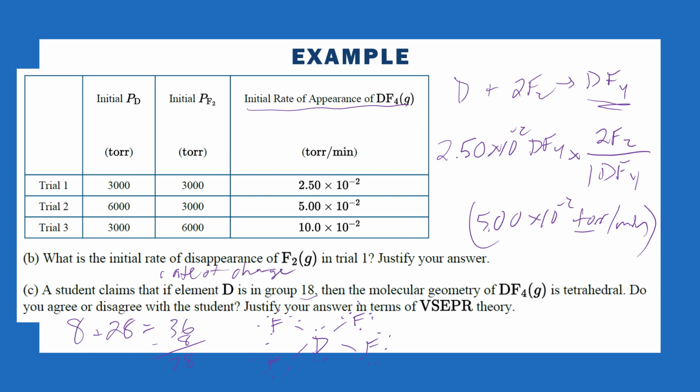Now, because it has 4 bonds and 2 lone pairs, it is not tetrahedral. Tetrahedral happens when you have just 4 areas of bonding around the central atom. So it's not tetrahedral. You'd say, no, I disagree with the student because there's 4 areas of bonding and 2 lone pairs. It would be square planar. You didn't have to say for sure that it was square planar, but you needed to mention that those lone pairs make it not tetrahedral. And that one was 1 point as well.